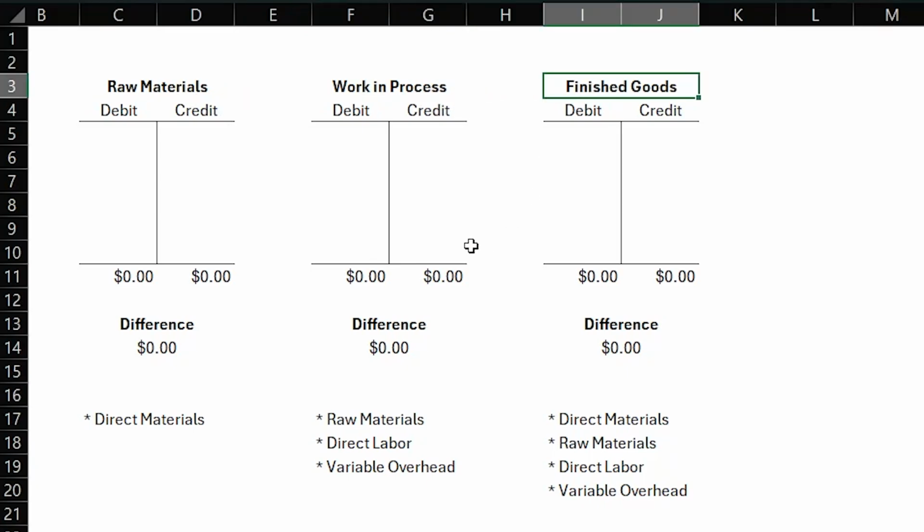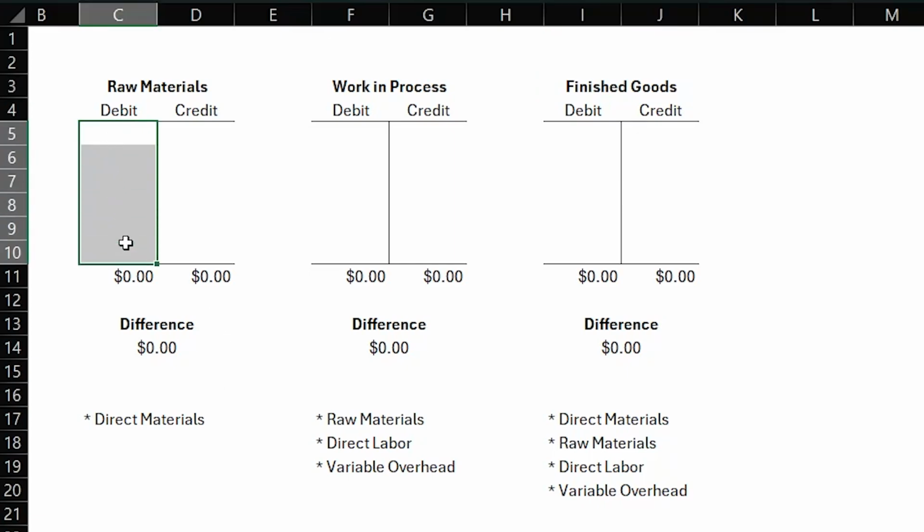Starting with raw materials, these consist of all direct materials used in production. This could be lumber used in building tables or rubber used in tires. So not to get too technical into the accounting, we would put the addition of direct materials into this left-hand column, which is known as a debit.